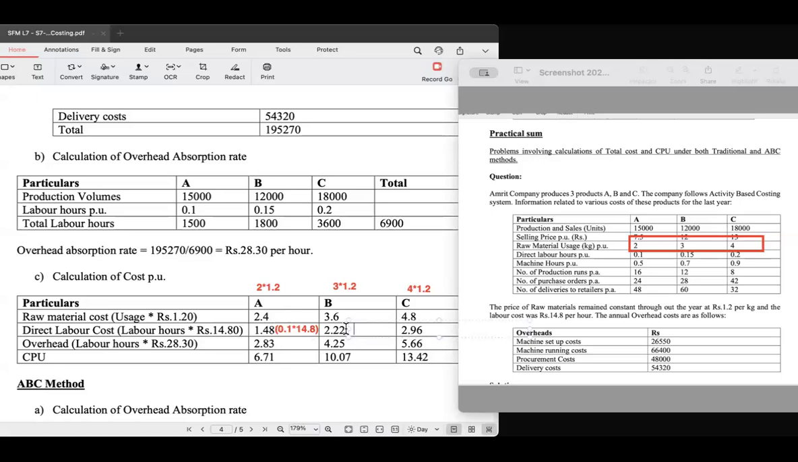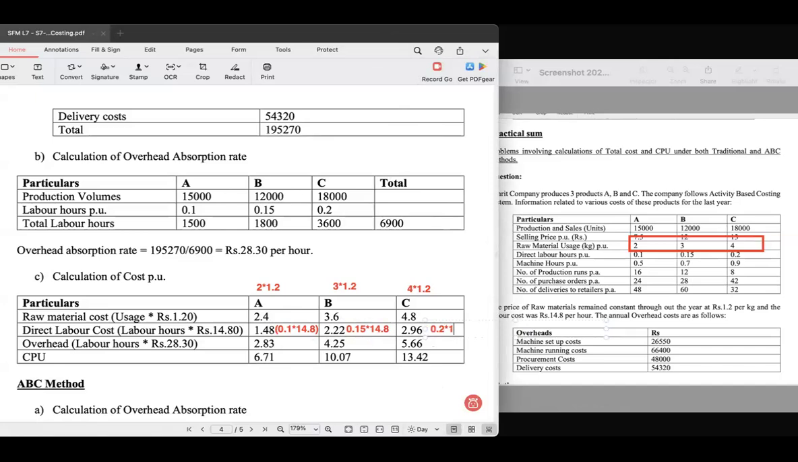Here, again, it is 0.15 into 14.8. And then the next one, 0.2 into 14.8. Calculate. Everyone calculate and see whether the answer is right. And labor hours, we already found it. Sorry, the labor hours into the overhead absorption rate is already here.